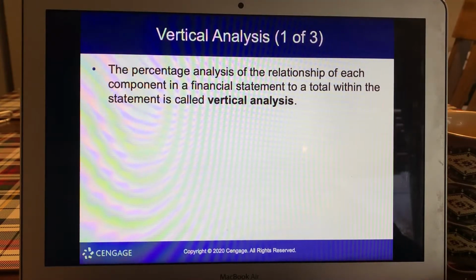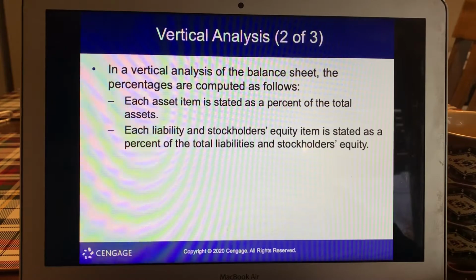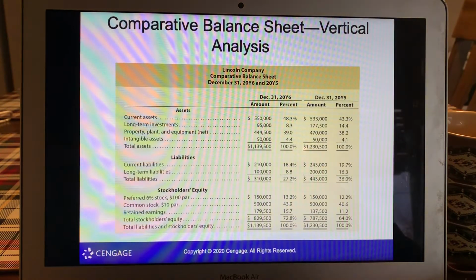Vertical analysis is the percentage analysis of the relationship of each component in a financial statement to a total within the statement. In a vertical analysis of the balance sheet, the percentages are computed as follows. Each asset item is stated as a percentage of the total assets. Each liability and stockholders' equity item is stated as a percentage of total liabilities and stockholders' equity. So here's what this looks like. Comparative, this is vertical, this is the balance sheet.